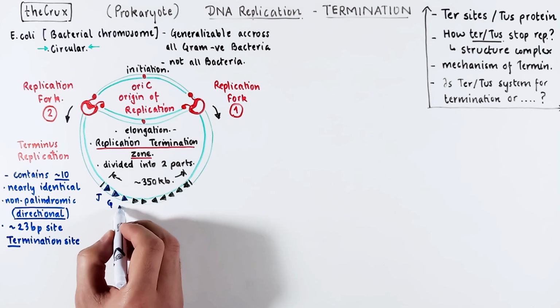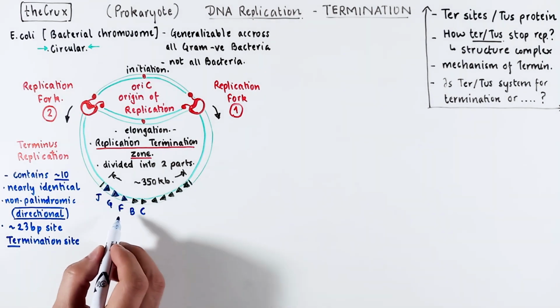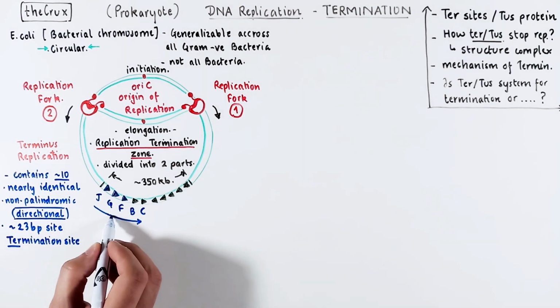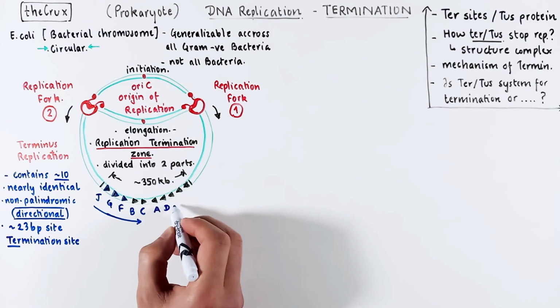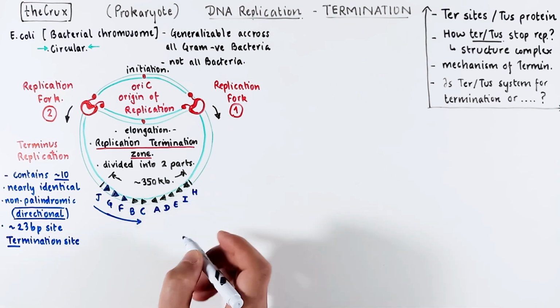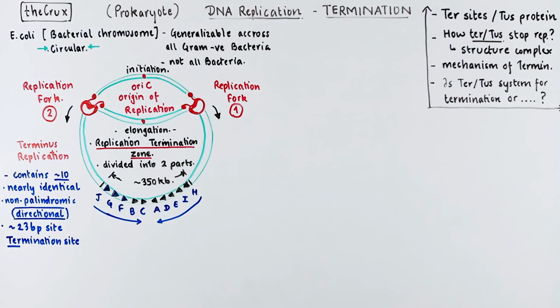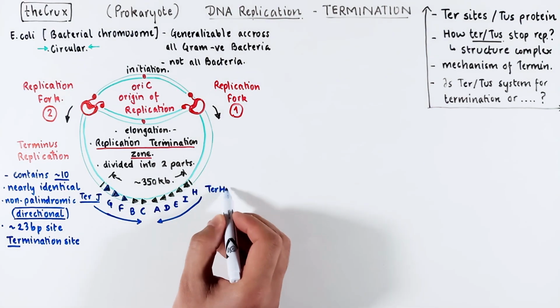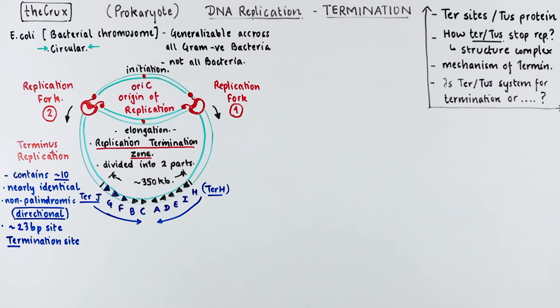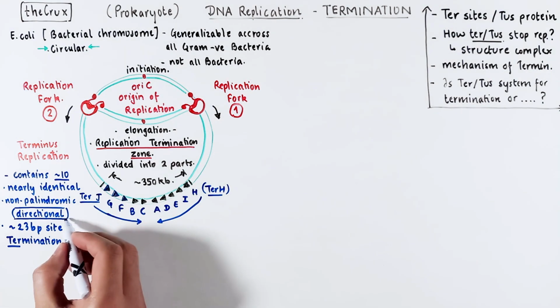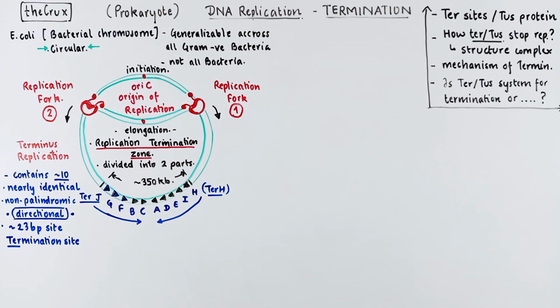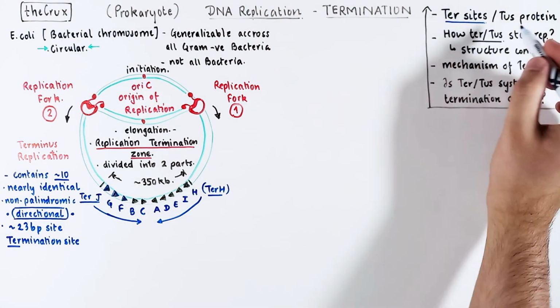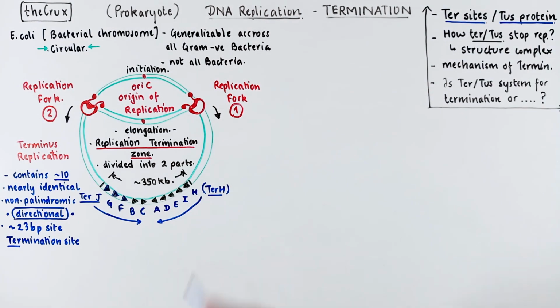By the way, not super important to remember, but these sites have names, like J, G, F, B, and C, which all face the same way, and then you have A, D, E, I, and H, which all face the same way. So conventionally, you call them Ter-J, Ter-G, and so on until Ter-H. Just hang on to this directional part for a bit, and we will come back to it in a short moment. First, let's talk about the Tus protein.